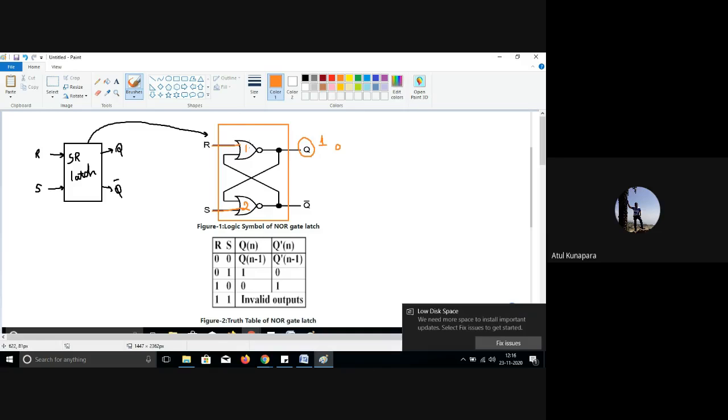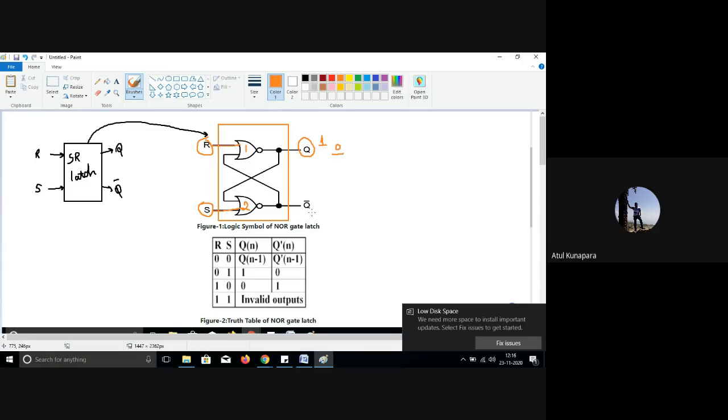So here inputs R and S, which stand for reset condition and set condition, are named in such a way that this set input will be applied to make your output Q logic 1, that is to make your Q set. And likewise your input R is applied to make your output Q reset, that is to make it 0. Now here there are two outputs, Q and Q bar.